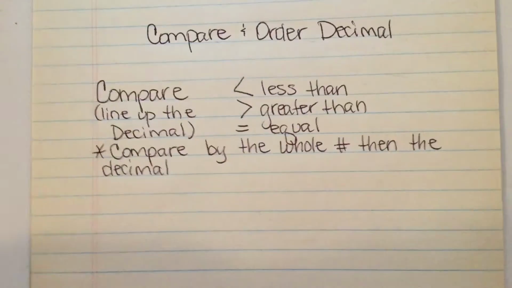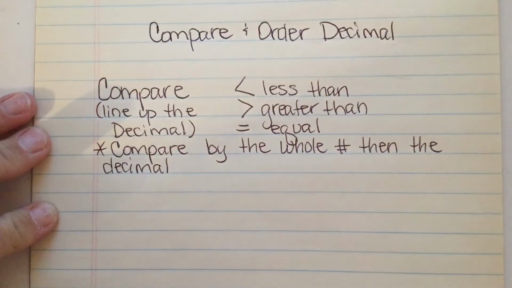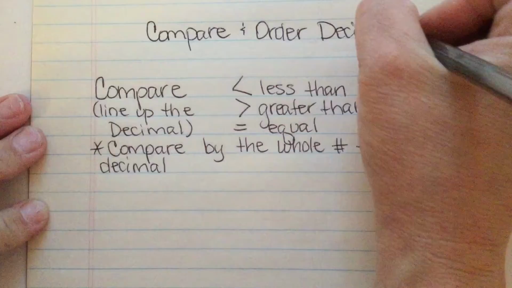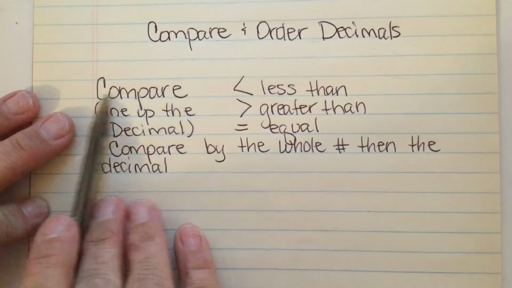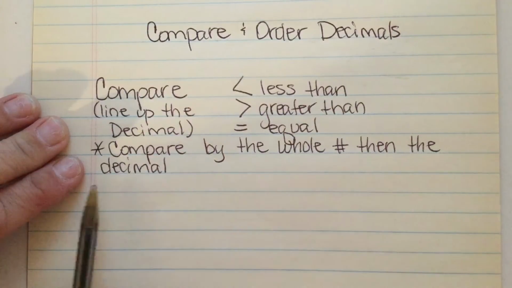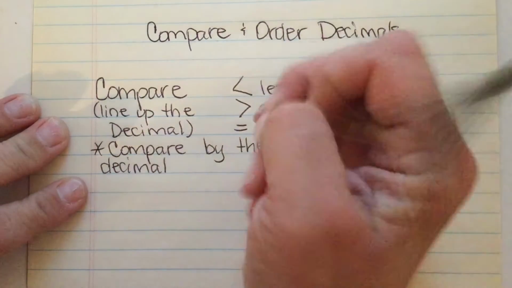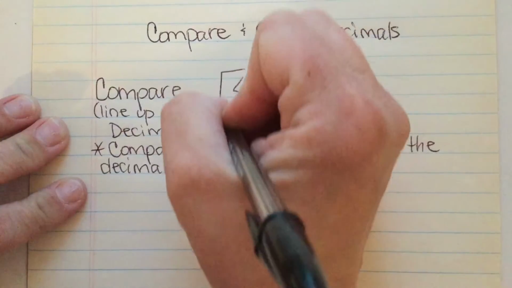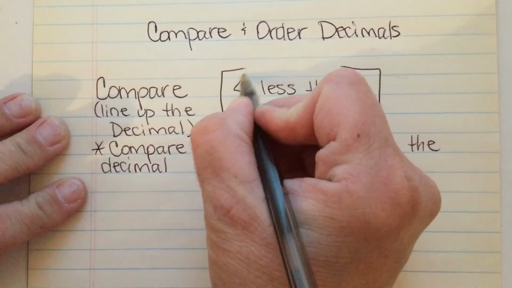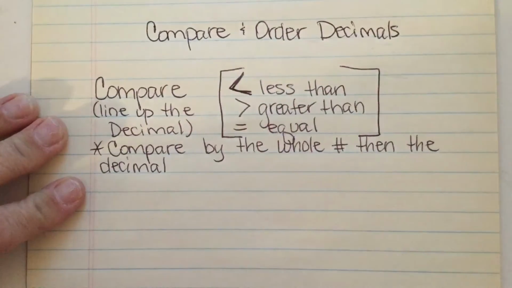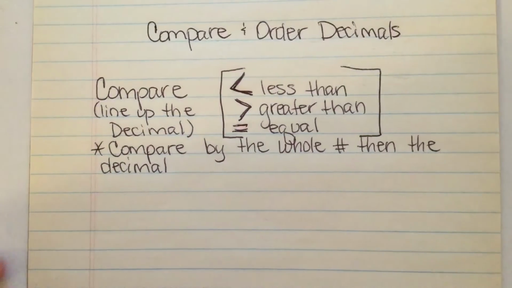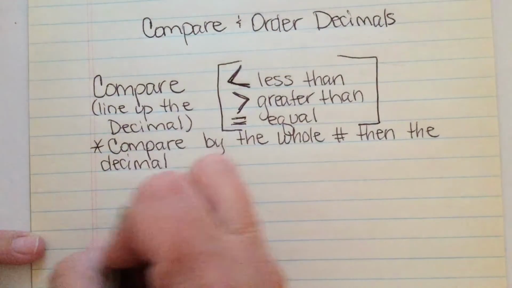Okay? All right, so the next page of your notes, you need to start in the very next blank page, and you're going to put compare and order decimals. You compare, line up the decimal, compare by the whole number, and then the decimal. So here are your symbols for comparing, just like we did with whole numbers: greater than, less than, equal to. Remember, the less than symbol makes the sideways L, greater than, and then equal to is, of course, the equal sign.